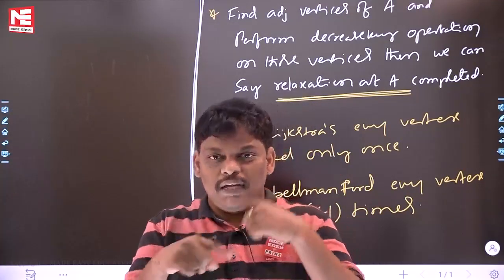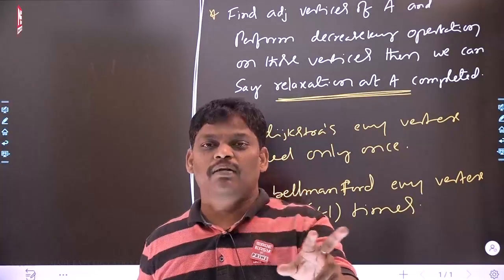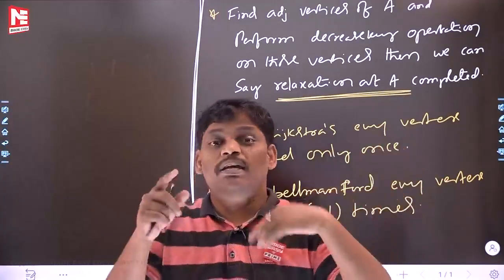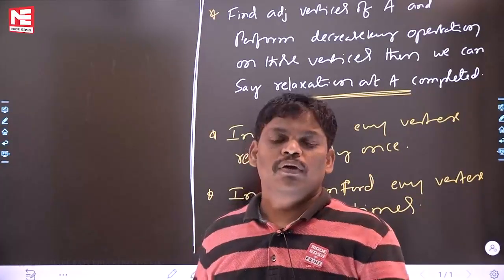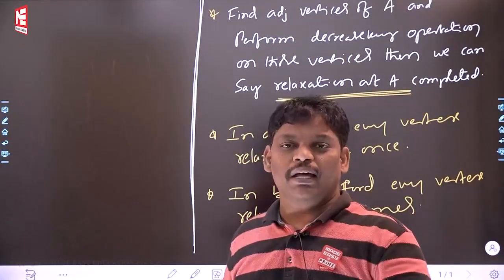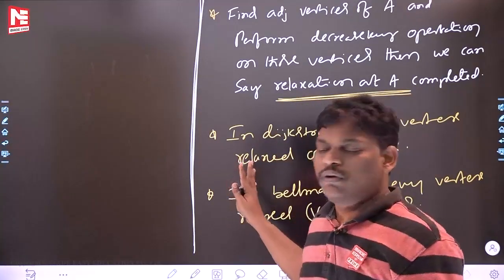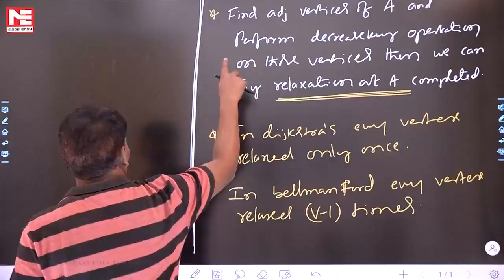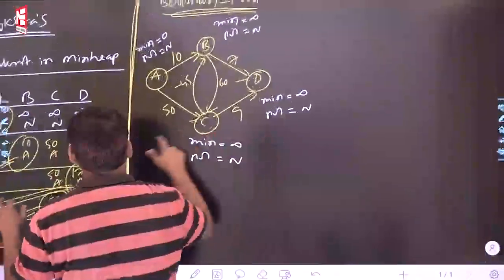In the case of Dijkstra's, at every vertex, relaxation will be done only once. But in the case of Bellman-Ford, at every vertex, relaxation will be done V minus 1 times. Right? These are the 3 points. Now, if anyone is not okay with the first one, let me check here. First point, second point.